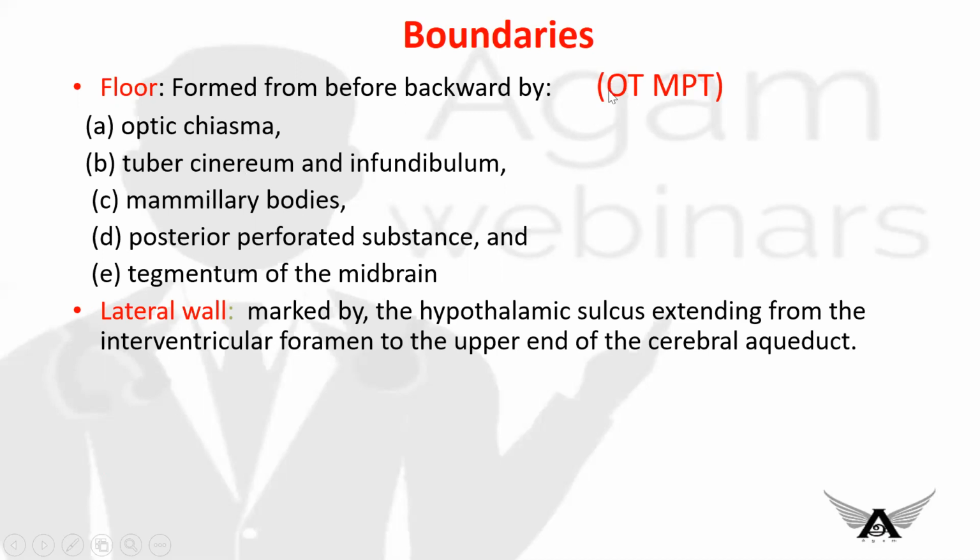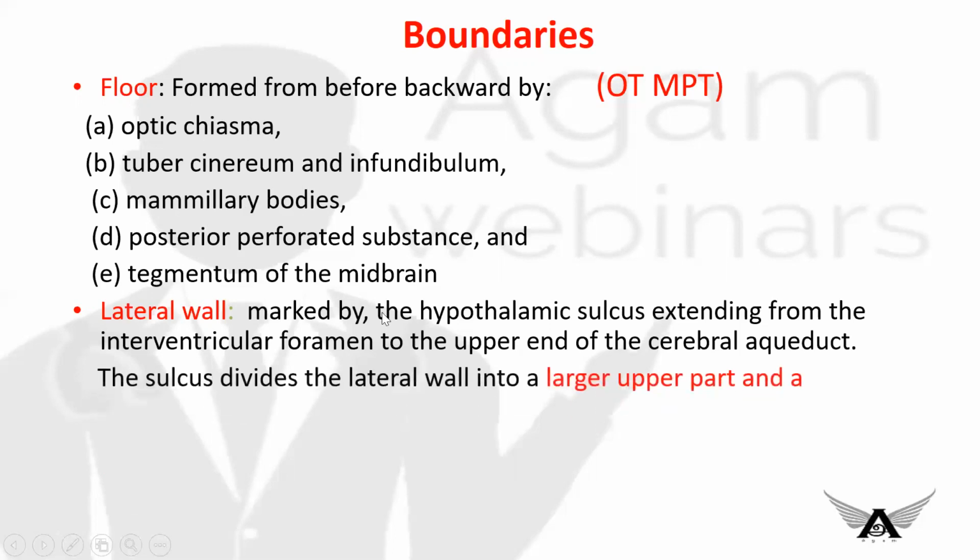See, this is another mnemonic I have found. We'll come across many mnemonics on Wikipedia, so you can use that. This is the thing I had found convenient for me, so I have put it here. OTMPT: optic chiasma, tuber cinereum and infundibulum, mammillary bodies, posterior perforated substance, and tegmentum of the midbrain.